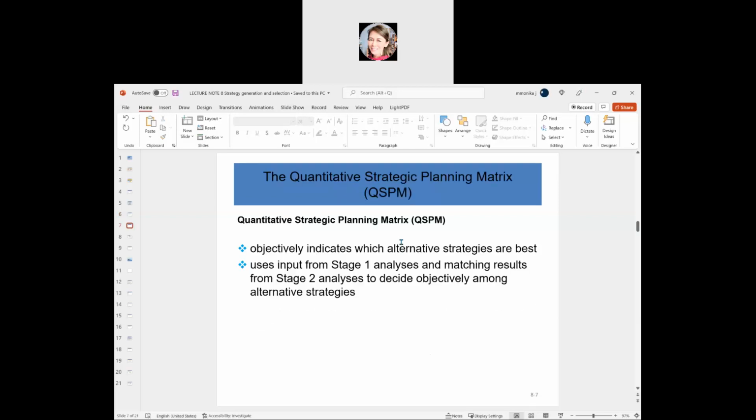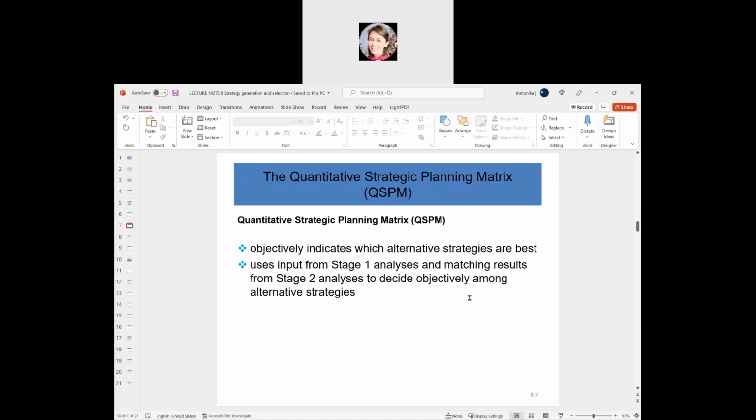Okay, now QSPM. I think this is the last slide that I'm using here. QSPM, or quantitative strategic planning matrix, is one of the tools that you'll have to use after completing your SWOT matrix.